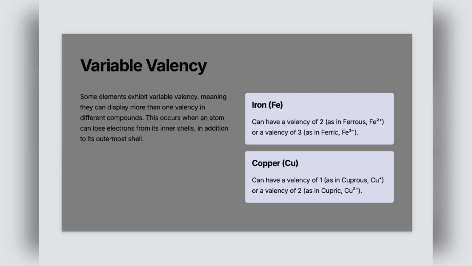They can lose electrons from more than one shell or orbit, which is why they show different valencies in different compounds. Like in the case of iron, iron loses 2 or 3 electrons. This happens because such elements can lose electrons from more than one shell. So variable valency means some elements can show different valencies in different compounds. Iron shows valency 2 or 3. Copper shows valency 1 or 2.